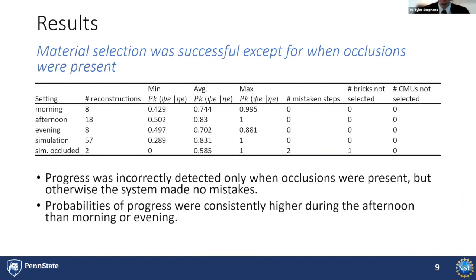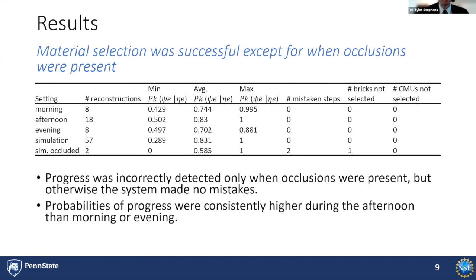The results we collected from these experiments showed that our system was successful under all situations except when occlusions were present. If you look at the very bottom row of this table, you can see that the number of mistaken steps, the number of steps that were mistakenly determined when occlusions were present in simulation, was 2. So all reconstructions that were performed resulted in the wrong step being determined when occlusions were present. However, for all the other situations, the correct step was determined.